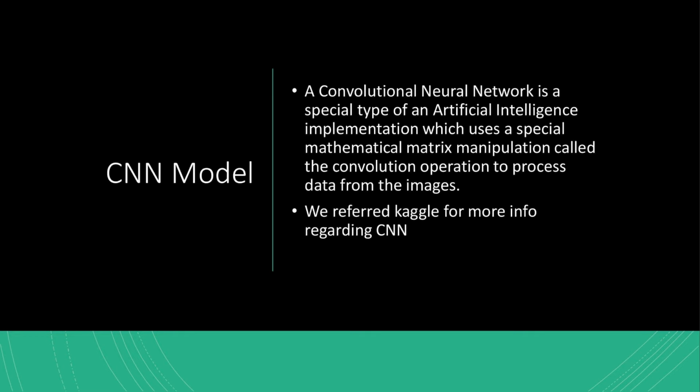After that, our data team explored the CNN model to know what it is, and they found out that a convolutional neural network is a special type of artificial intelligence implementation which uses a spatial mathematical matrix manipulation called the convolution operation to process data from the images. Also, our data team referred to Kaggle to explore more info regarding CNN.